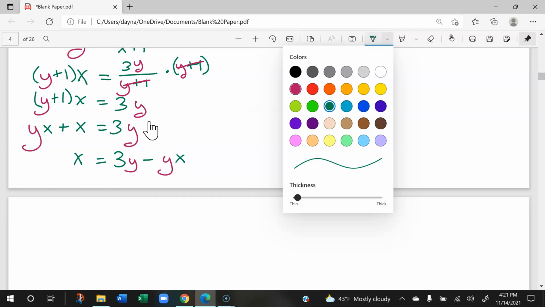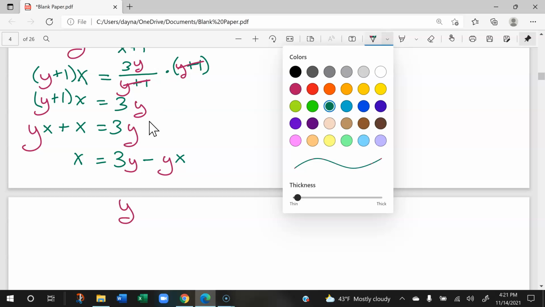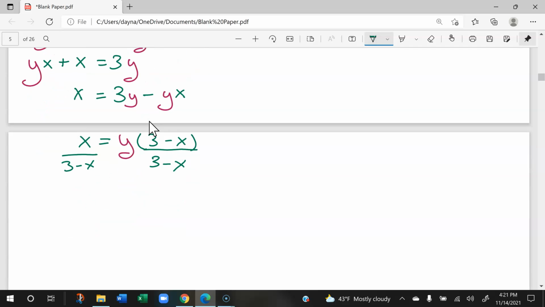I want to factor out a greatest common factor of a y. That way I get y times 3 minus x. I have taken a y out of both terms, and I'm left with 3 minus x is equal to x. Now I can divide both sides by this 3 minus x. Please do not cancel out these x's. They cannot cancel out. The 3 minus x must go as a group.